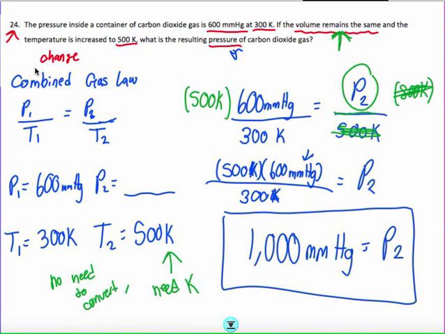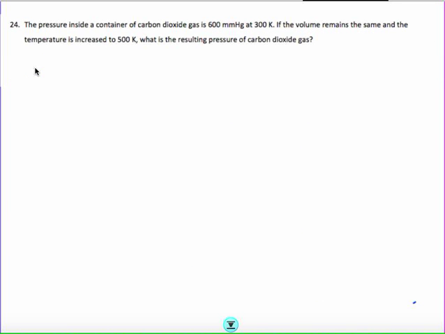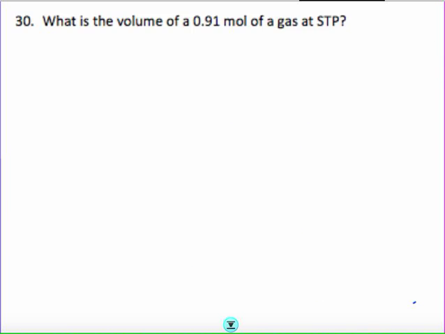Okay, let's go ahead and take a look at another problem. Number 30 says, what is the volume of 0.91 moles of a gas at STP? Okay, so this one's a little bit more confusing, because it doesn't have that much information. It's asking you for volume, it gives you the number of moles, and then this, STP.